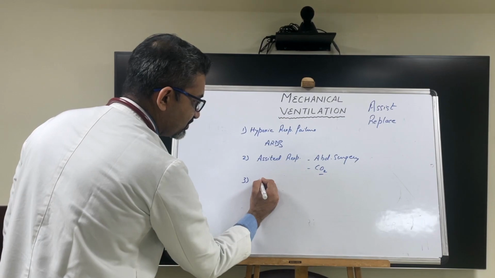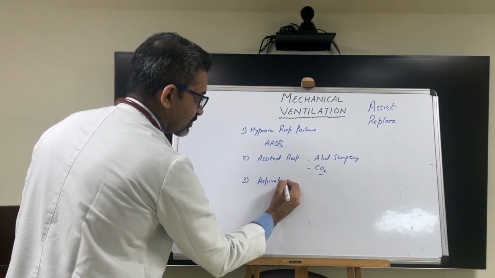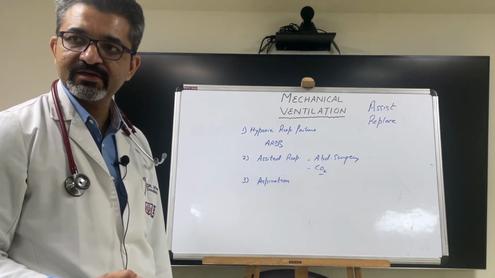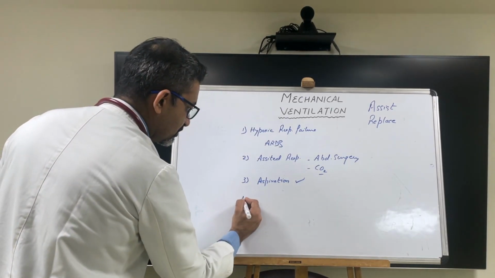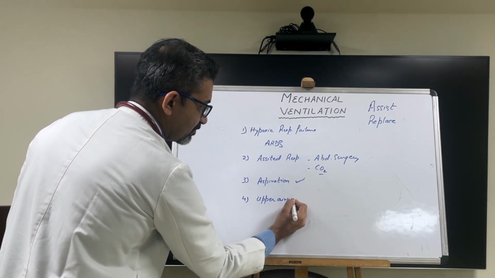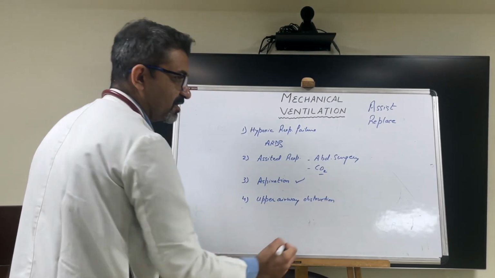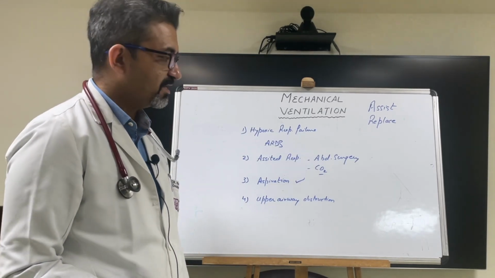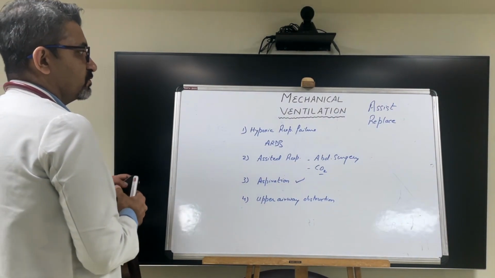Third, prevention of aspiration. Say you have head trauma and the patient is comatose, so you can aspirate. So you have to do ventilation in these patients. Mechanical ventilation is mandatory. Fourth, suppose you have upper airway obstruction. Someone comes with anaphylaxis, severe angioedema. So you have to do mechanical ventilation in case of severe upper airway obstruction. Right?